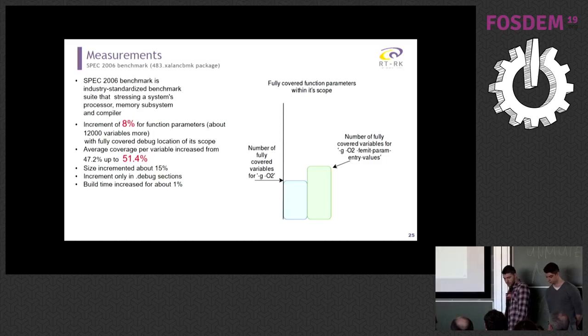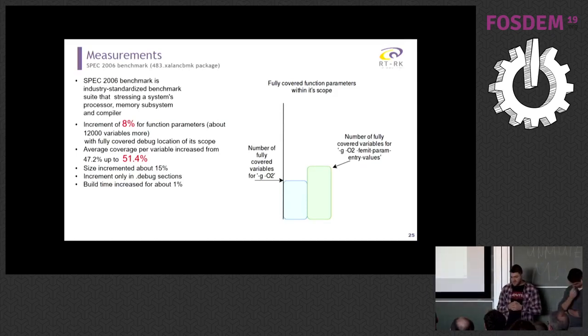Another example, yeah, we built the SPEC 2006 benchmark. It is a huge project designed to stress the processor, CPU, compiler, memory subsystem, and so on. It is a pretty standard test suite. Over there, we noticed an increase in fully covered function parameters of about 8%, which is about 12,000 more debug variables with full coverage.